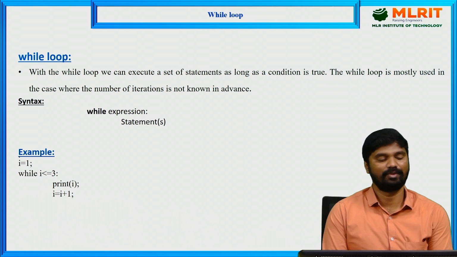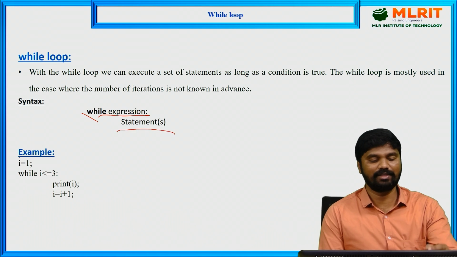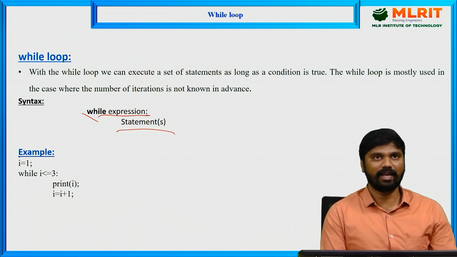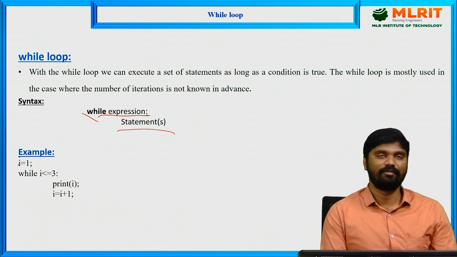While loop. This is the syntax. Here the expression will be a Boolean expression only, right? And these are the statements. Here we take an example. I want to print from 1 to 3. So I equals 1.